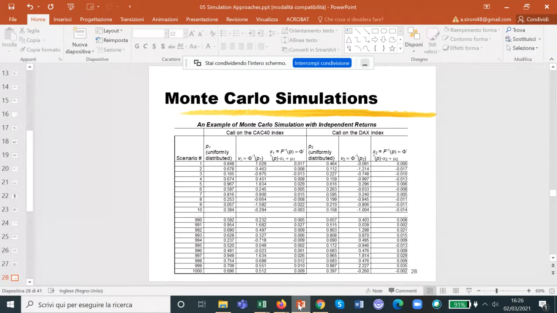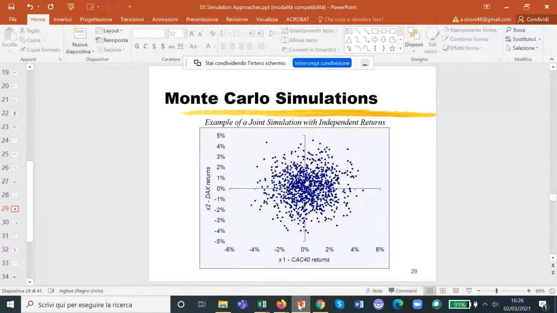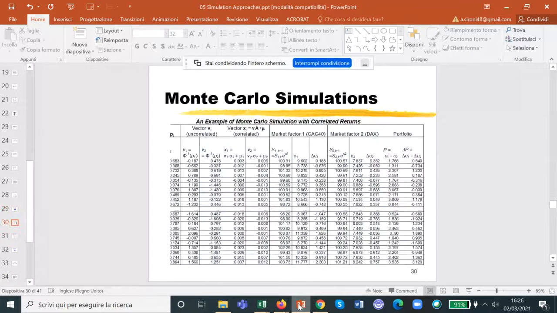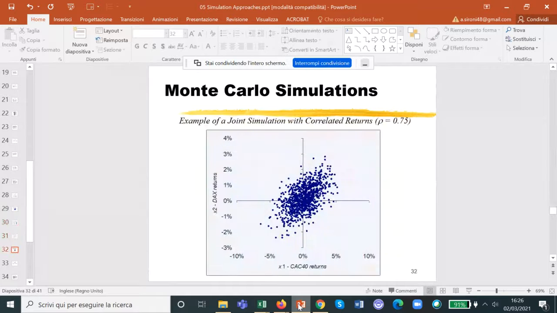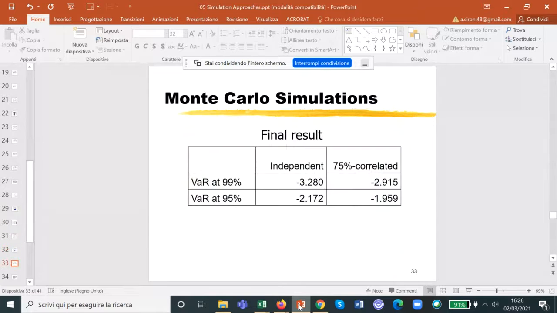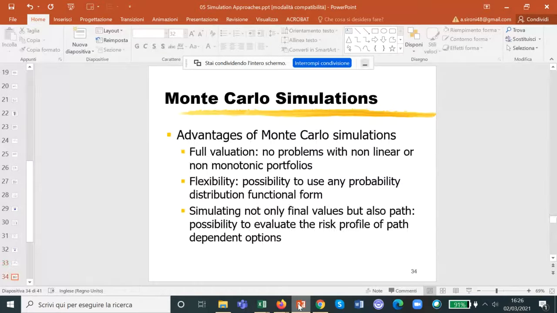Like we did with height and weight, you simulate many times, here 1,000 times, the values of the underlying asset, okay, using the assumptions about the distribution. And then here is without correlation, and here is with the correlation. And that's what you get then for value at risk, 99 and 95% confidence there, okay? Just as we did with height and weight, okay?